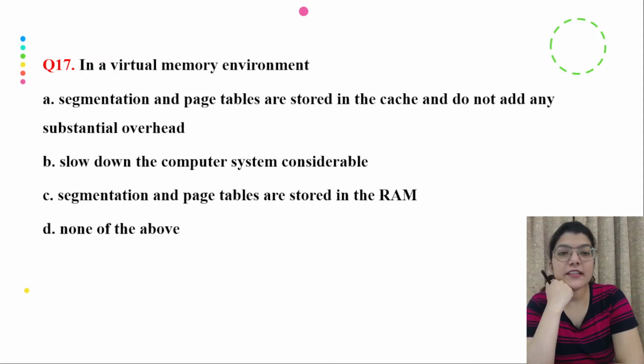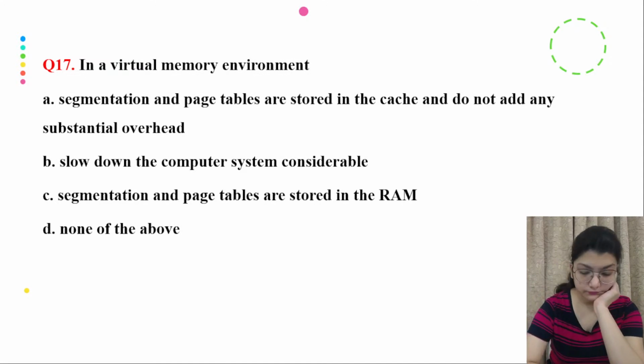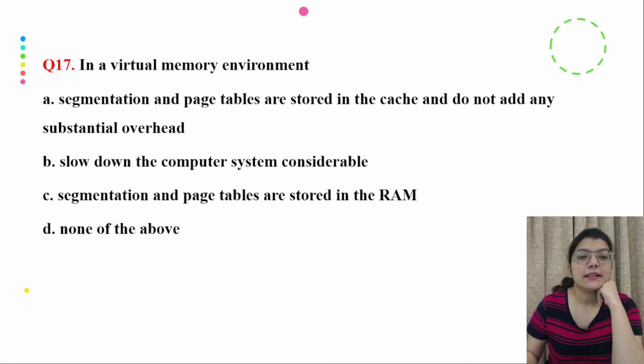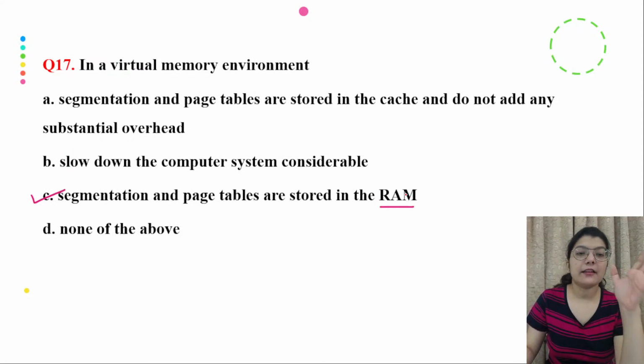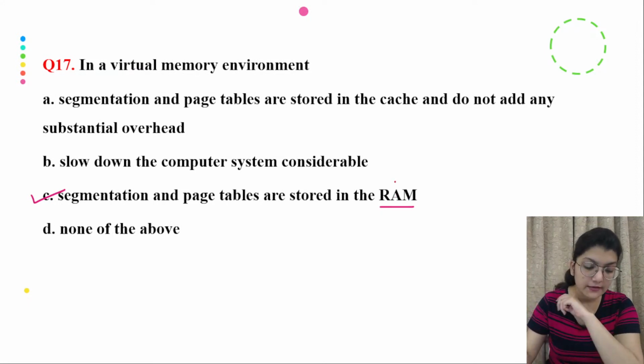What is the answer for the 17th question, virtual memory environment? Correct, C: segmentation and page tables are stored in RAM. So we store all the segmentation tables and all the page tables in the RAM. Okay, so RAM is the answer.